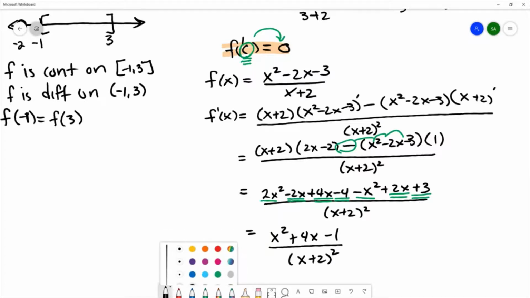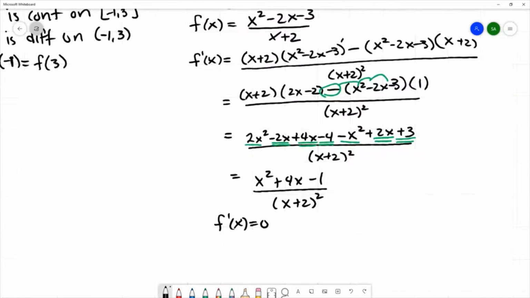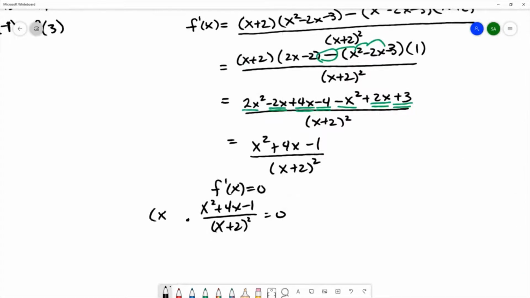So I now want to set the derivative equal to 0 and solve this equation to find the values of c. I have x squared plus 4x minus 1 over x plus 2 squared equals 0. I can multiply both sides by the denominator to clear the fractions. And that leaves me with the numerator, x squared plus 4x minus 1, equal to 0.